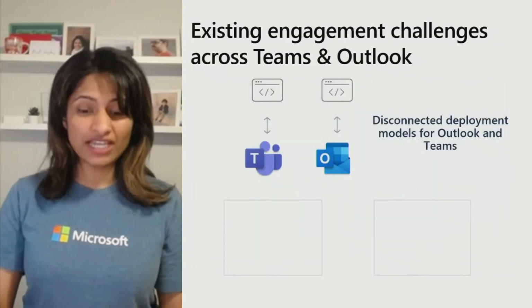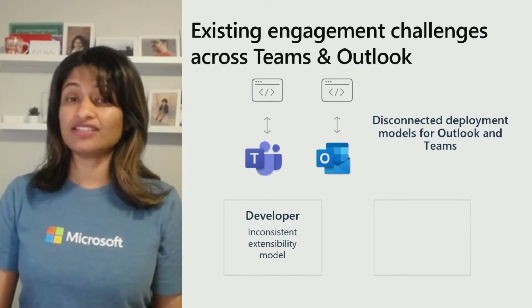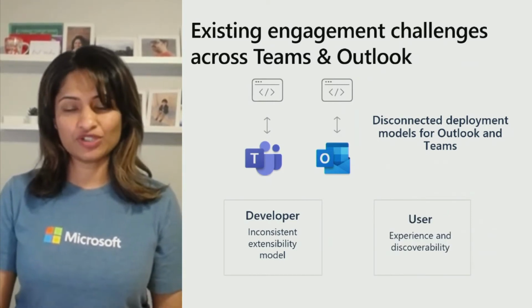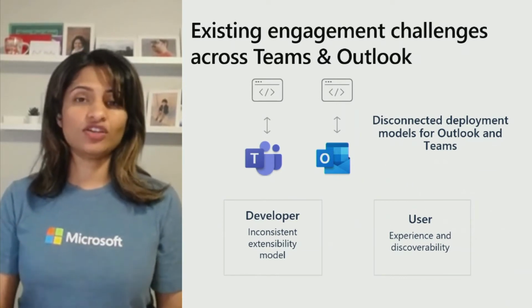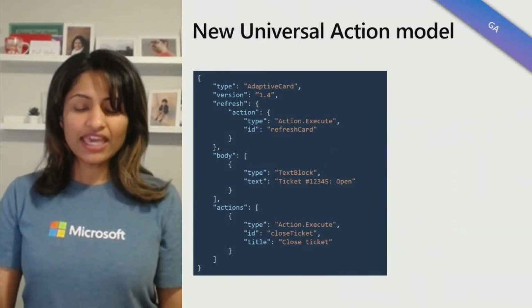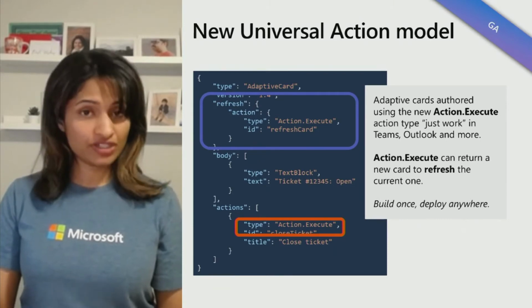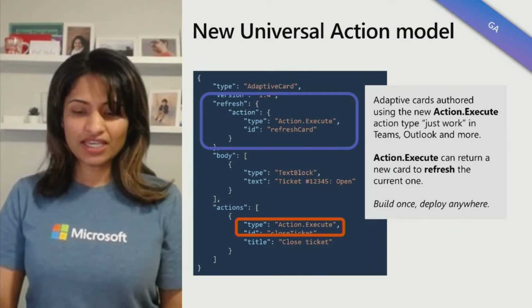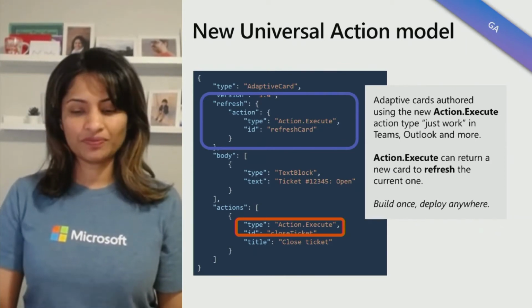Yeah, that's right. This existing inconsistency challenges developers as well as end users, which is why we now have the universal action model to consolidate these actions into one unique global universal action. In the new model, cards authored using the action.execute action type work both in Outlook and Teams seamlessly. Universal actions are currently in GA for both Teams and Outlook.